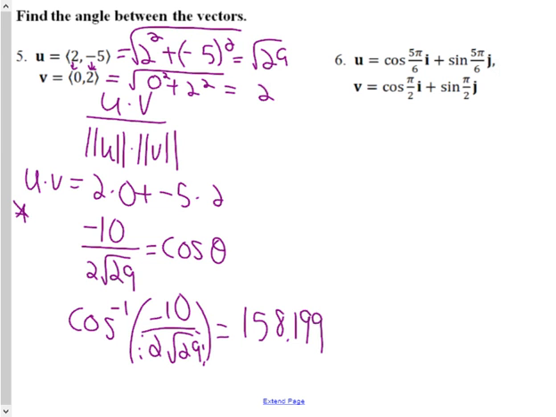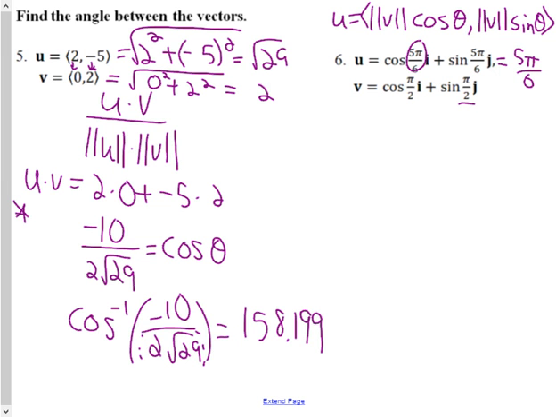Next, we've got u equals cosine of 5 pi over 6 i plus sine of 5 pi over 6 j, and v equals cosine of pi over 2 i plus sine of pi over 2 j. If you haven't seen this before, you're probably freaking out inside a little bit, thinking you've got to go back to that unit circle. Remember, this is the vector form of magnitude times cosine theta i plus magnitude times sine theta j. So we just need that this theta is 5 pi over 6. Down here our theta is pi over 2.